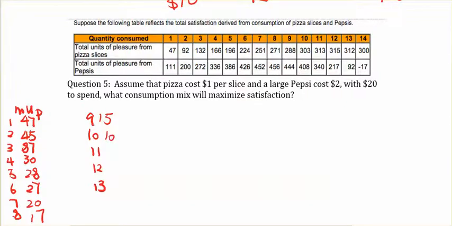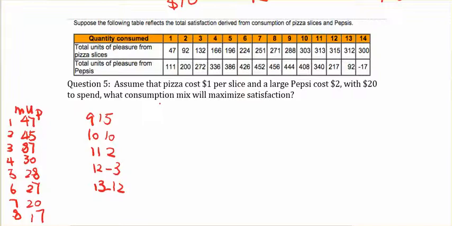And 315 minus 313, and we get 2. The utility is 2, which is pretty low. The next will be 312 minus 315, and we get negative 3. Now the marginal utility becomes negative, which means the total utility starts to decrease. How about the last one? 300 minus 312, and we get negative 12. So this is the marginal utility for the pizza slices.